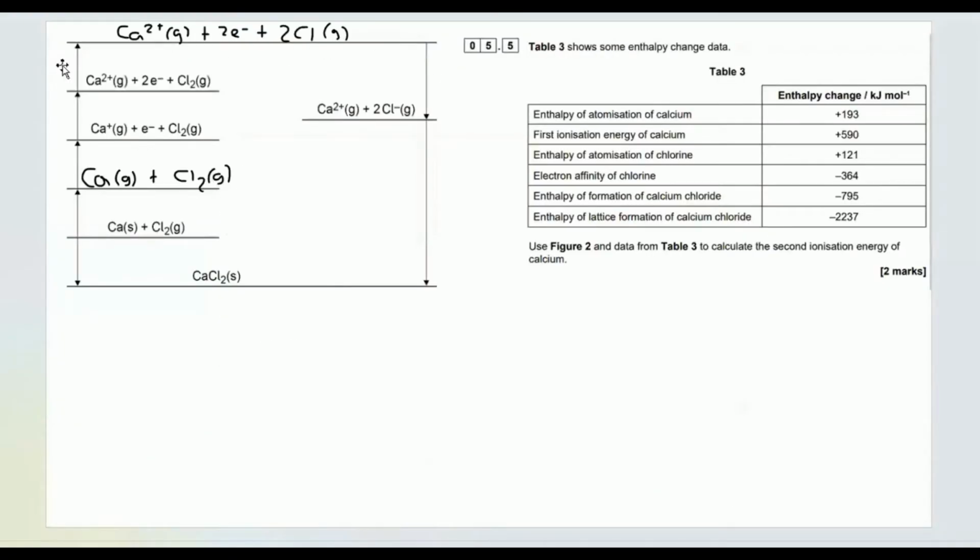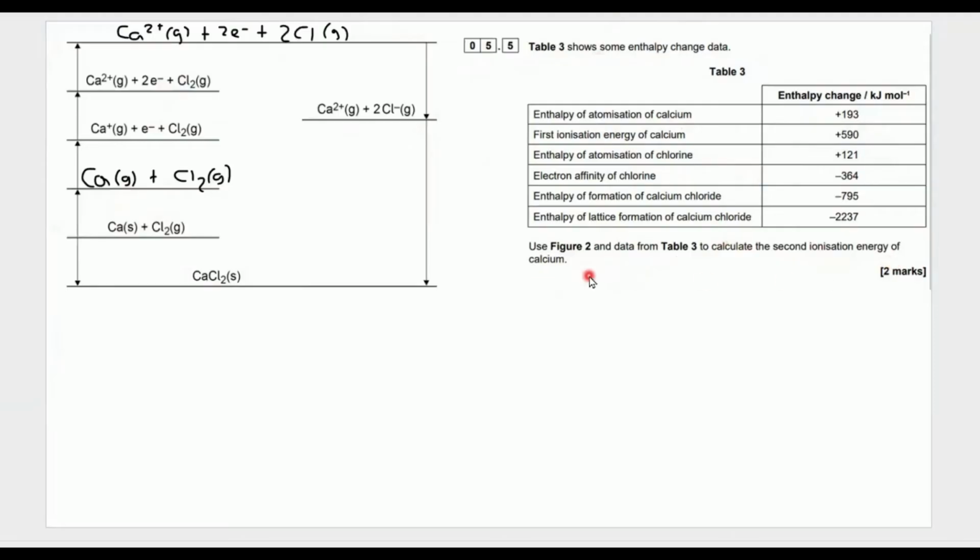Let's move on to the next question. Now I've kept the equations here because we're going to need them for this question. I've kept all of those that we've just written in, and this is 5.5. Table 3 shows some enthalpy change data. We've been given data that matches every single one of these equations on the left on the Born-Haber cycle. We're just missing one, and they want us to calculate the second ionization energy of calcium.